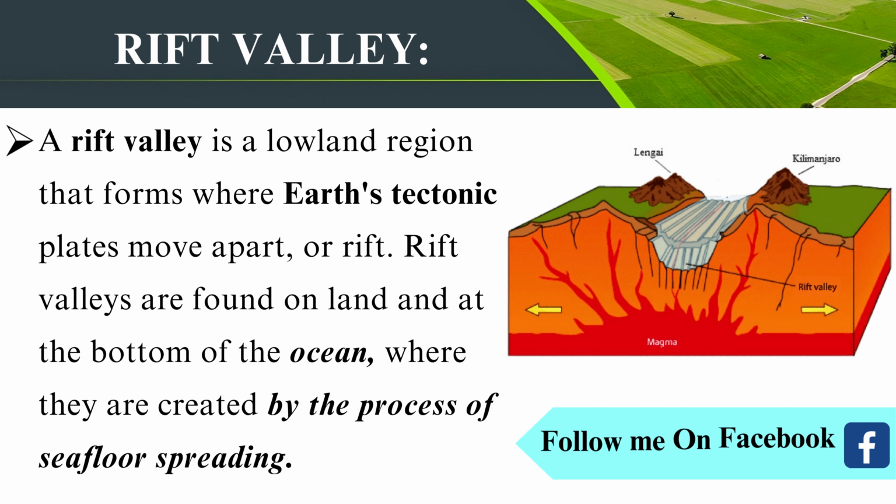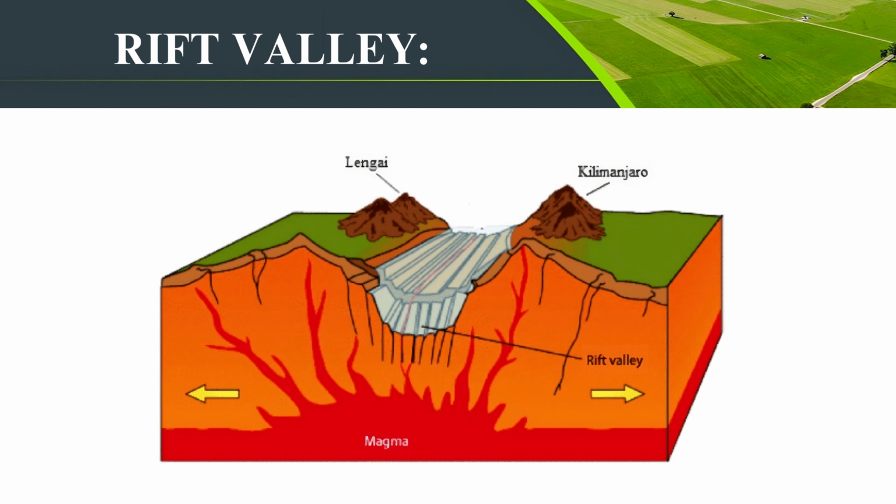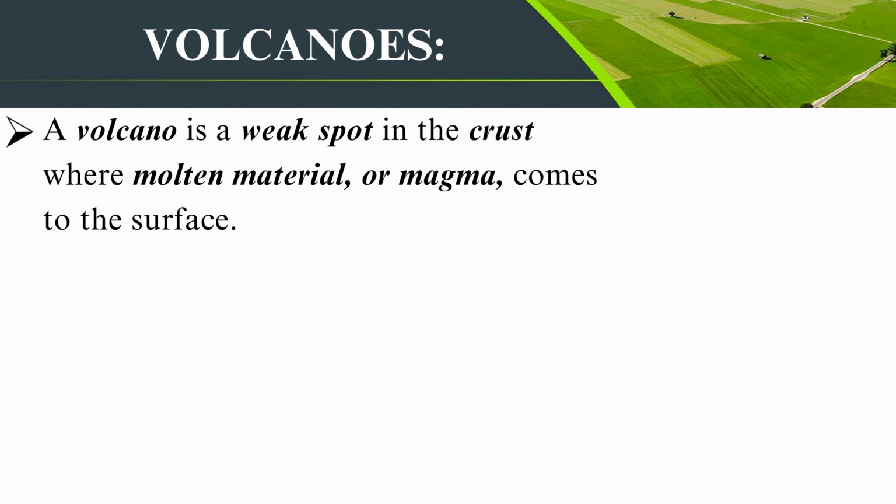Rift Valley. As you can see in the picture, we are going to explain it. A rift valley is a lowland region that forms where Earth's tectonic plates move apart or rift. Rift valleys are found on land and at the bottom of the ocean, where they are created by the process of seafloor spreading. You can see in the picture we have a rift valley over here. We can see that the magma is there, and the two arrows on the right and left with the yellow, and that's why they are having a rift valley.